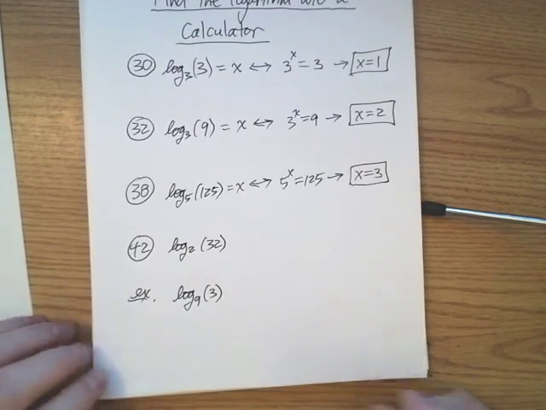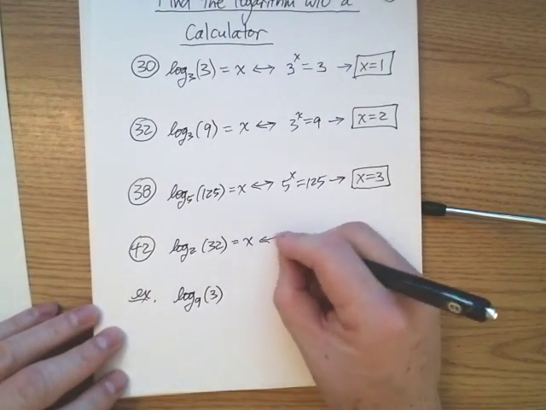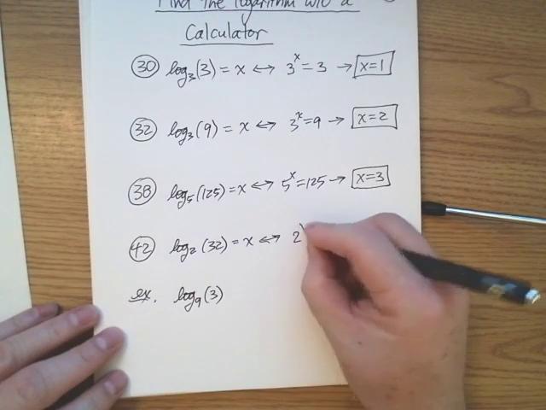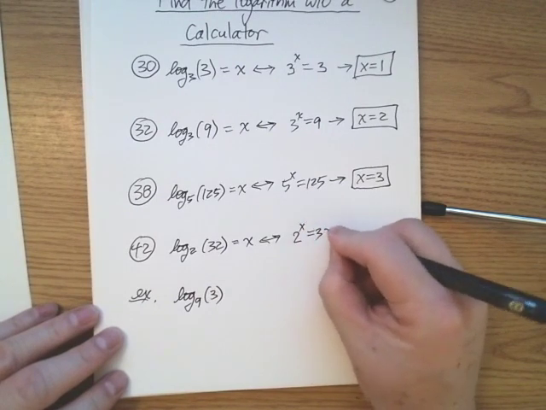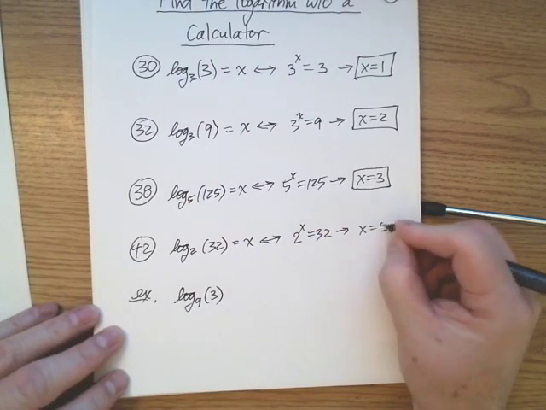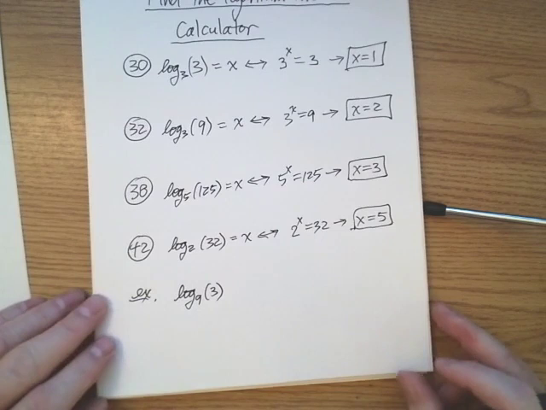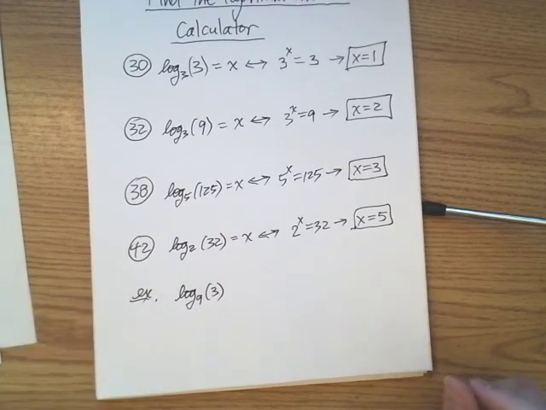How about this one? Okay. This would be equivalent to 2 to the x power is 32. That would imply what power of 2 is 32? It turns out to be 5. Okay, 2 to the fifth power is 32. If I multiply 2 by itself 5 times, I get 32.